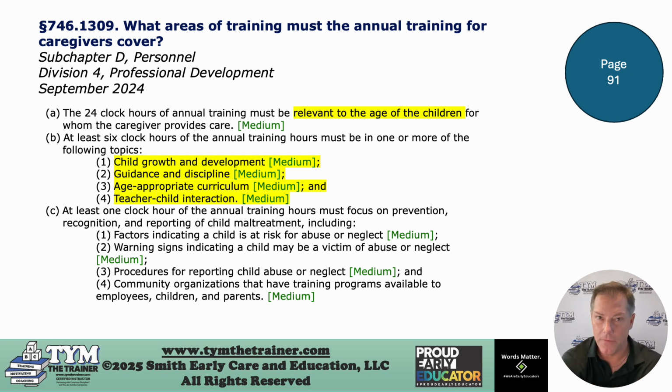So for example, let's say you're a pre-K teacher, all right? And you go to a training on infant toddler brain development. You would not be able to count those hours towards annual training because the infant toddler brain development is not relevant to the age of the children that you're working with. All right? So when you're making provisions for training, when you're selecting the training, you need to be very specific that the training you're receiving is relevant to that age group that you're assigned with.